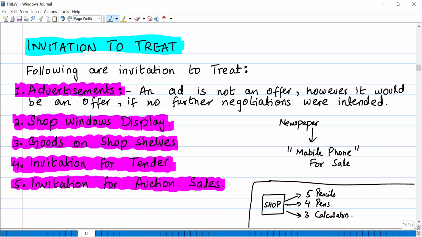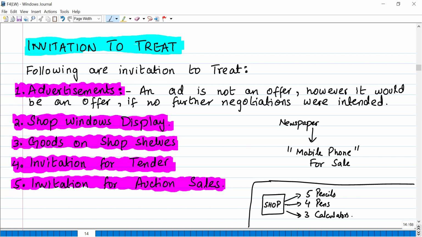Okay. So the general rule is that an advertisement is not an offer. But if the wording of the advertisement is such that it clearly shows that you just need to comply with the wording and no further negotiations are intended, then that advertisement will be considered as an offer, and the person who follows the conditions of the ad has accepted the offer, and a valid contract can be formed. Okay. Second thing is shop window displays.